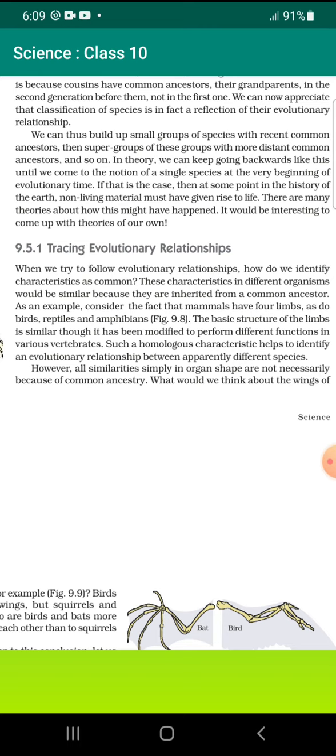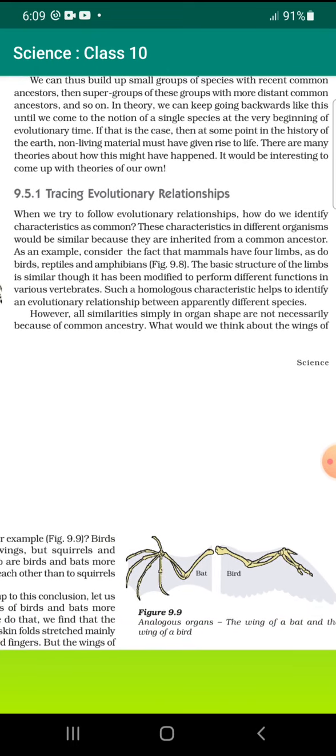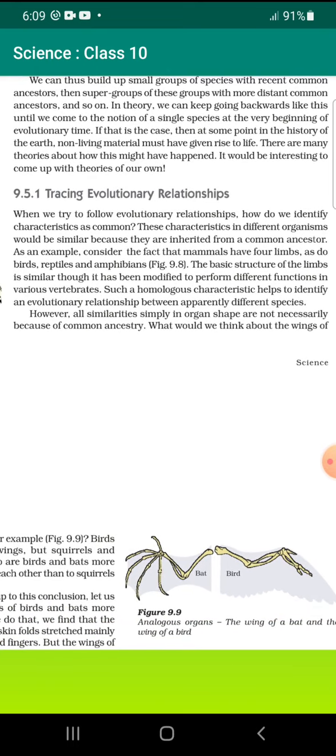We can now appreciate that the classification of species is in fact a reflection of their evolutionary relationship. We can thus build up small groups of species with recent common ancestors, then supergroups of these groups with more distant common ancestors, and so on. In theory, we can keep going backwards like this until we come to the notion of a single species at the very beginning of evolutionary time.